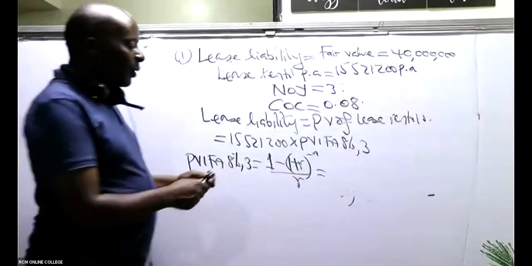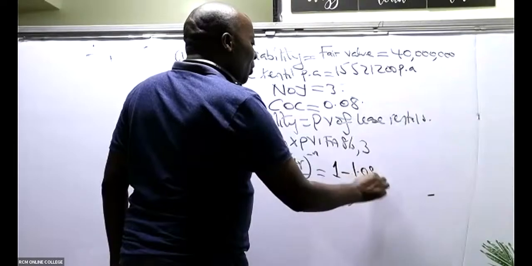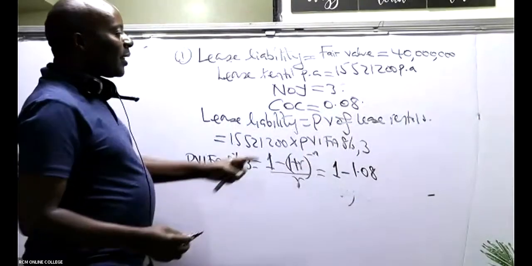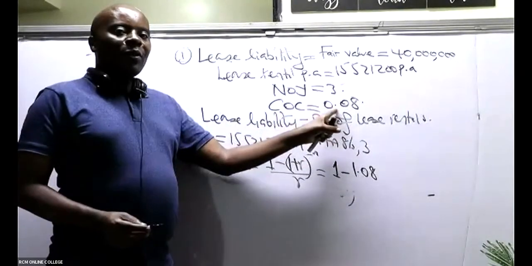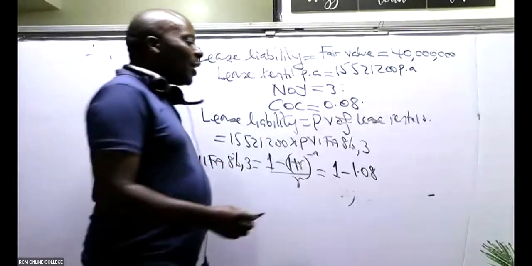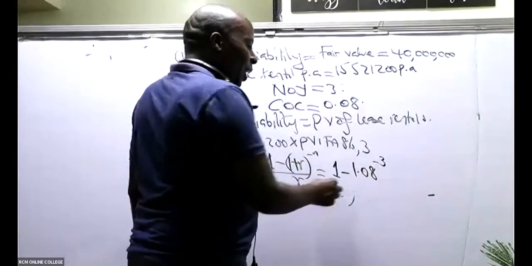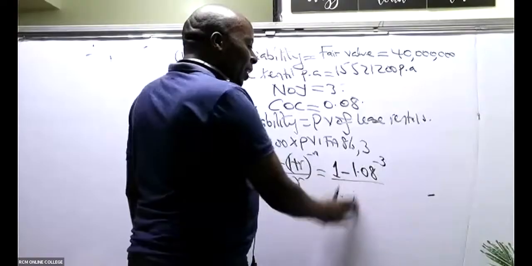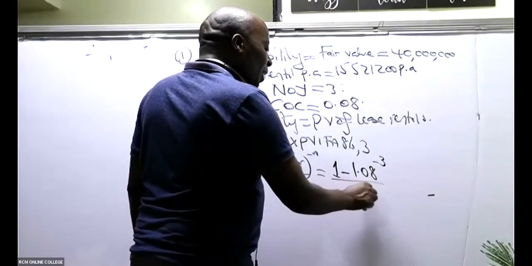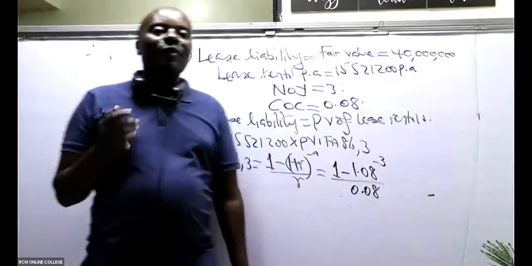So then this one here will be 1 minus 1.08, because I know R is 8%. You see, 1 plus 0.08 is the same as 1.08 raised to negative n. In this case, our n is 3 years. And then you divide this by R. R will be 0.08.